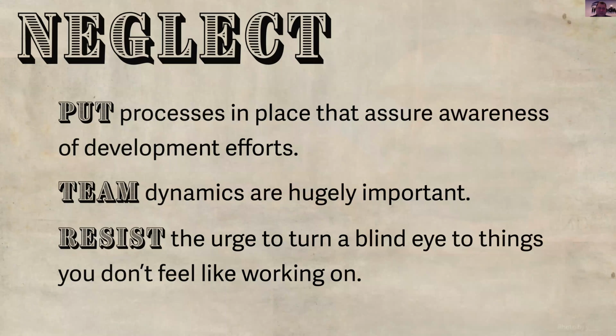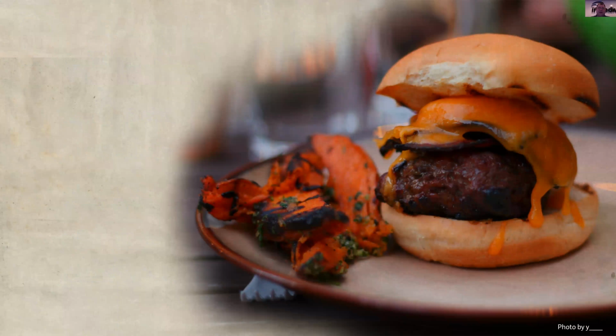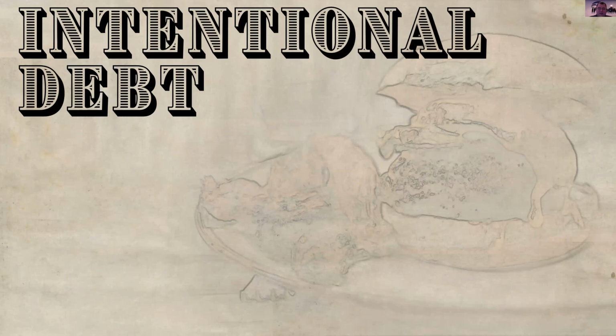Learn from my mistake. Okay, so those were the big three: acquisition, outsourcing, and neglect. Now, there are three additional sources of intentional UX debt. They're smaller burgers, but still really meaty. The first one is resistance to change.